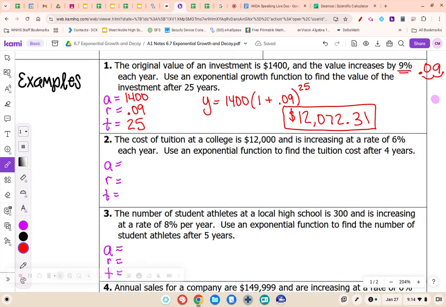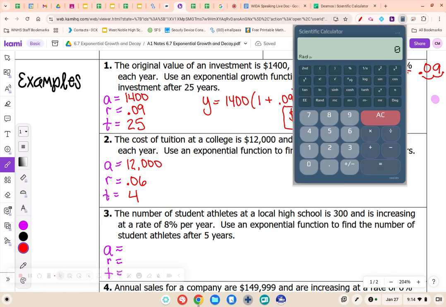Next, the cost of tuition at a college is $12,000, and it is increasing at a rate of 6%. Switch that to a decimal, 0.06 each year. Use the exponential function to find the tuition cost after 4 years. So if any of you end up going to college, and they have a specific rate that the tuition amount increases, you'll be able to figure out how much you'd be paying in your last year.